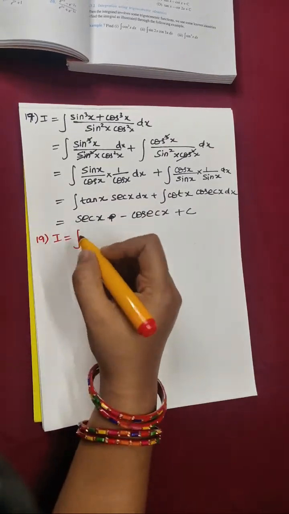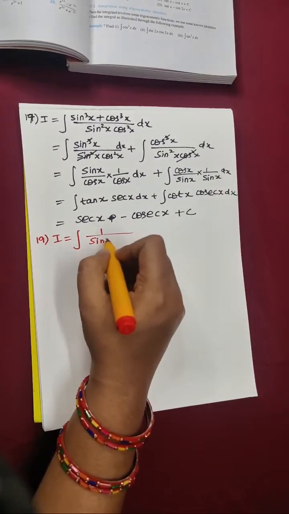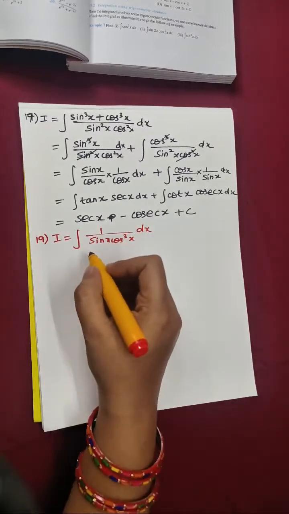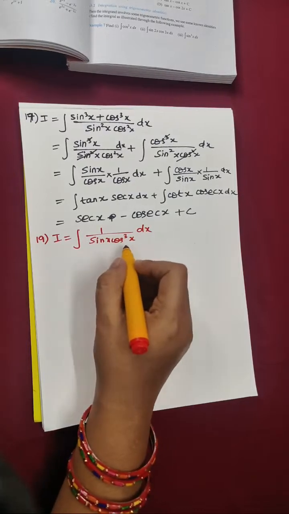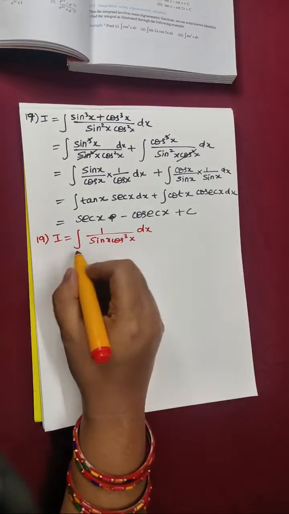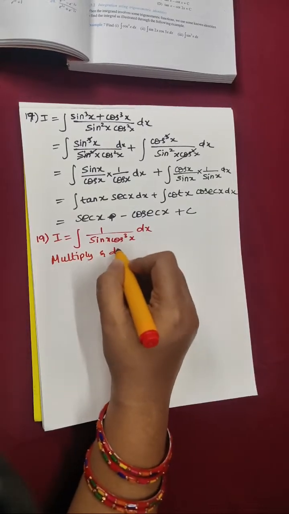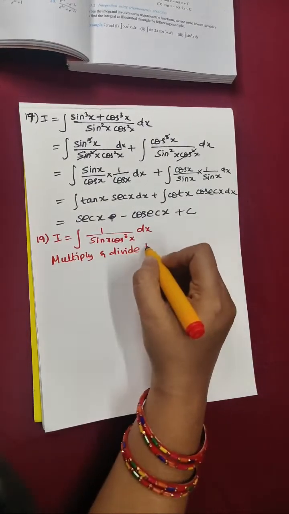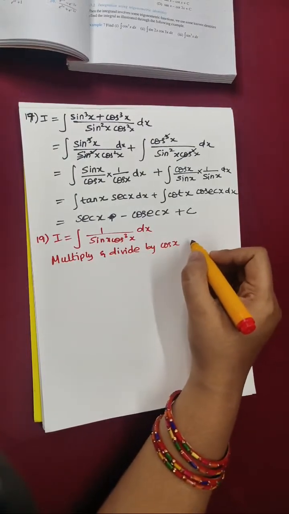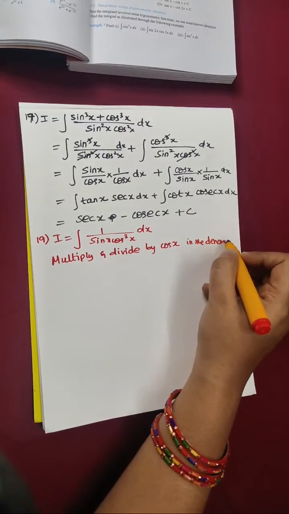Okay. Question number 18 already we have worked out. So now question number 19, 1 by sin x into cos cube x. So what we do is we are multiplying and dividing by cos x in the denominator alone. So multiply and divide by cos x in the denominator, because if you take it to the numerator, it is difficult for us to solve. So multiply and divide by cos x in the denominator.